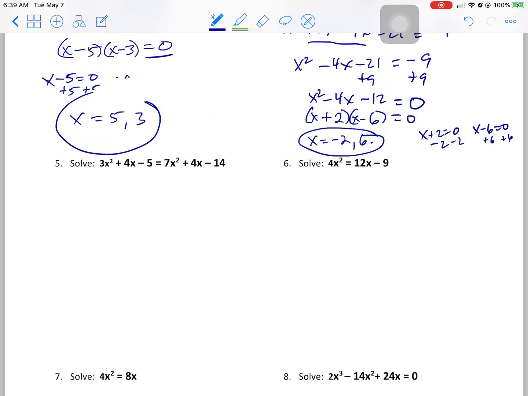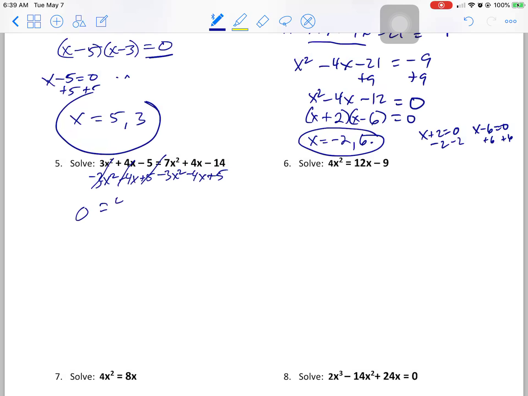So I need to move everything to one side to get 0 on one side, but which way am I going to move it? If I move this 7 this way, I'm going to be left with a negative 4x squared. I'm not allowed to have my x squared negative. So that means this has to go this way. So that means these have to go that way. So that makes all these equal to 0.